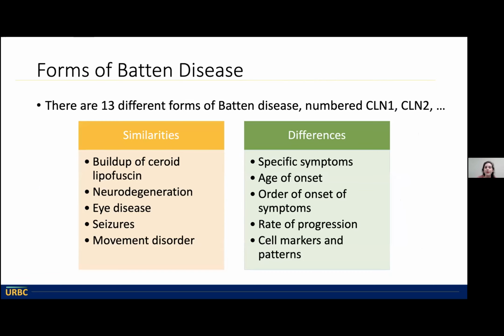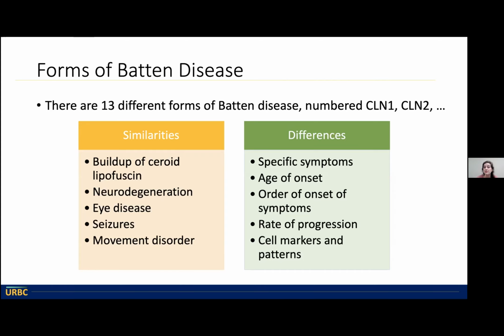There are about 13 different forms of Batten disease, and each form really is its own unique disease. Some of the things that put these diseases under the Batten disease umbrella are the buildup of the waste product ceroid lipofuscin in nerve cells. All forms of Batten disease have neurodegeneration, some form of eye disease, seizures, and some type of movement disorder. But there are also a lot of things that make each form unique.